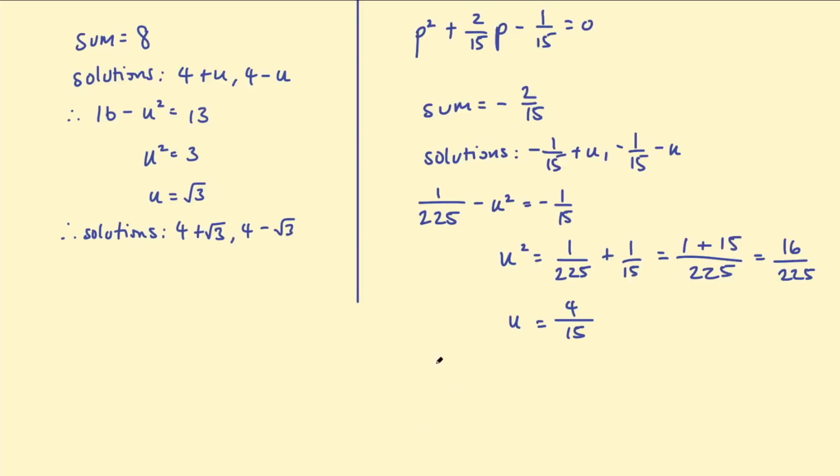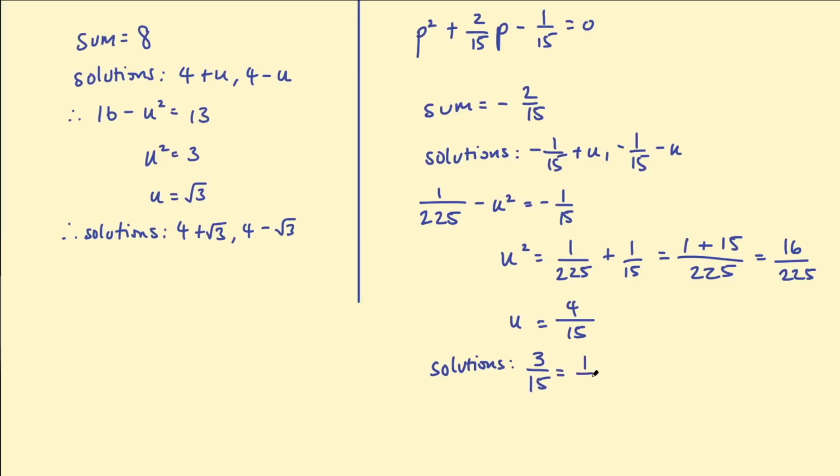Therefore, we can say the solutions are negative 1 on 15 plus u. So in this case, we would get negative 1 plus 4 is 3 on 15, which simplifies to 1 on 5. And then if we look at the other solution, we get negative 1 on 15 take 4 on 15. That simplifies to negative 5 on 15, which equals negative a third. So our solutions there are 1/5 and negative a third.